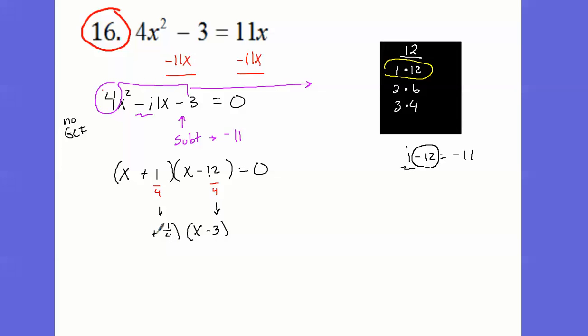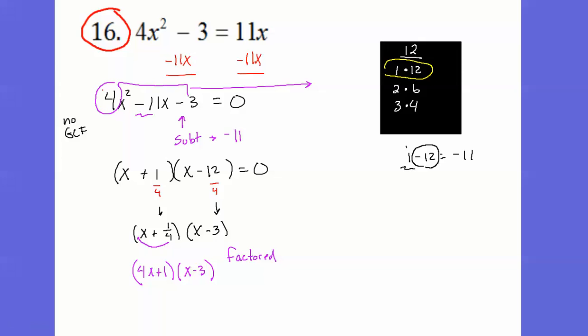Then what I'm going to do is to move this denominator to the front, and I will end up with 4x plus 1 and x minus 3. This is now factored. But that's not where we were asked to stop. We were asked to go ahead and solve.